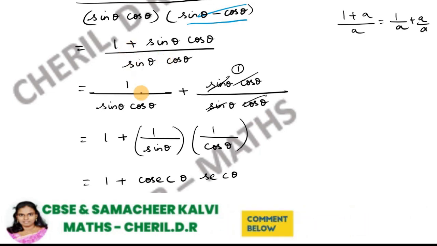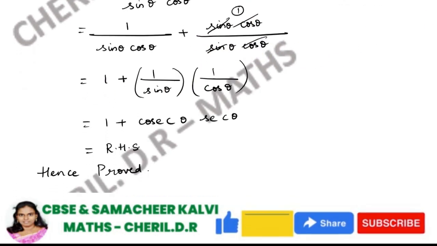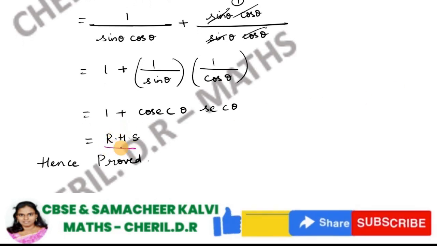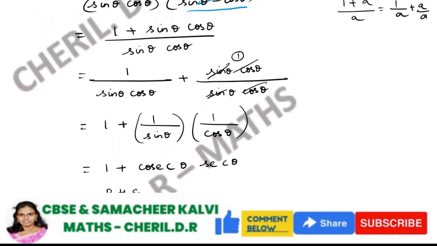Okay, so once you substitute that, you are separating the numerator along with the denominator separately. So 1 by sin theta cos theta plus sin theta cos theta by sin theta cos theta. So once you cancel, you are ending up with this right hand side, that is your 1 plus cosecant theta into secant theta, and thus we have proved the given identity.